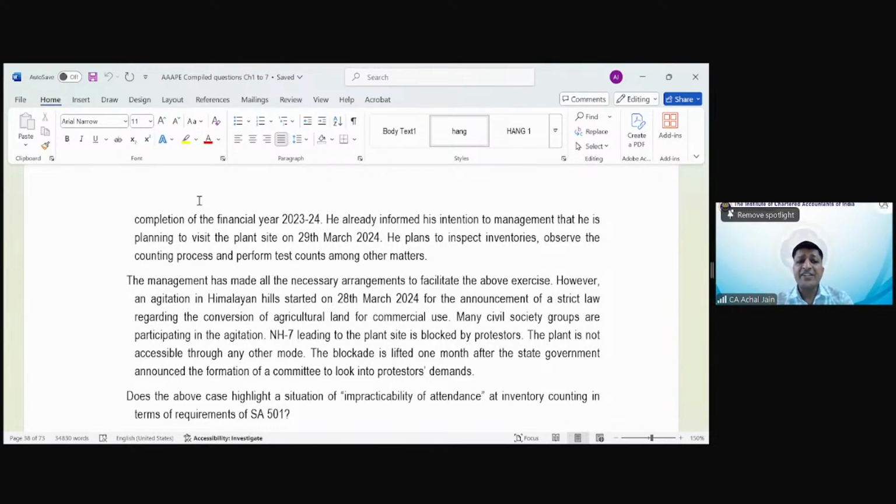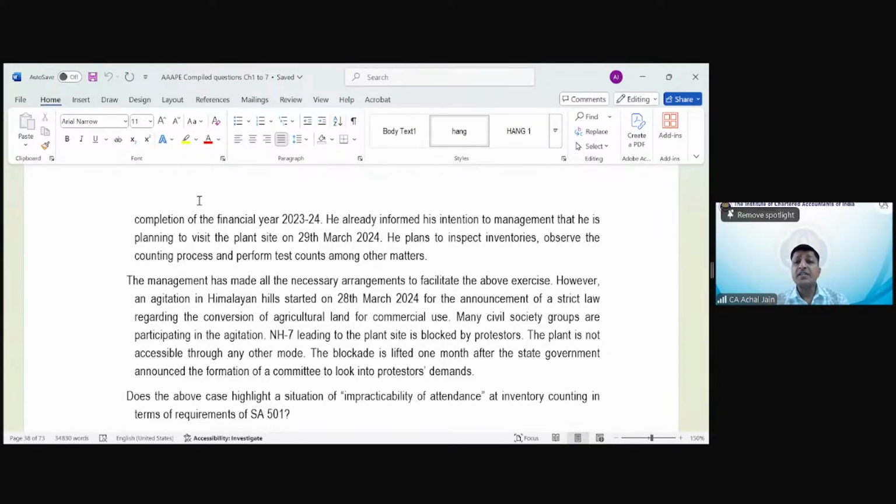However, an agitation in the Himalayan hills started on 28th of March for the announcement of a strict law regarding the conversion of agricultural land for commercial use. Many civil society groups are participating in the agitation. NH7 leading to the plant site is blocked. So you can say the way is blocked. The plant is not accessible through any other mode. The blockade is lifted 1 month after the state government announced the formation of a committee to look into the demands of the protesters.